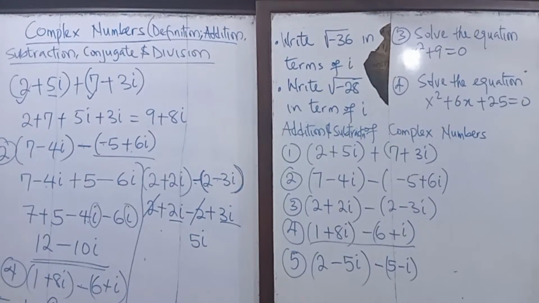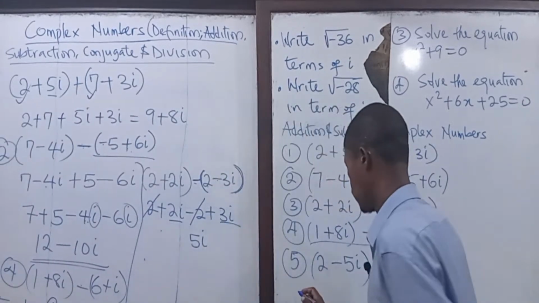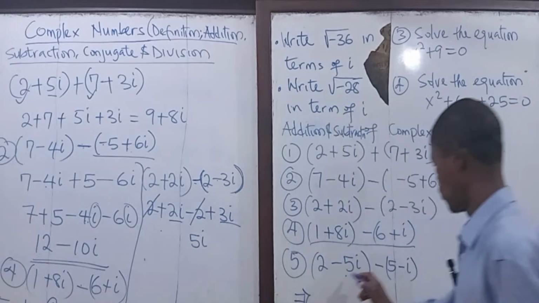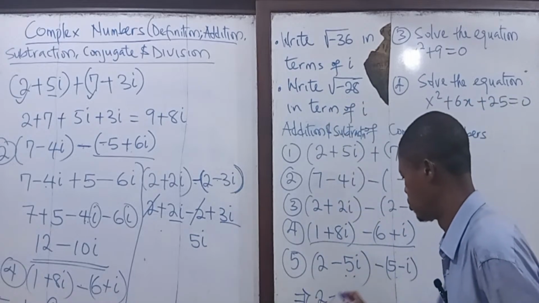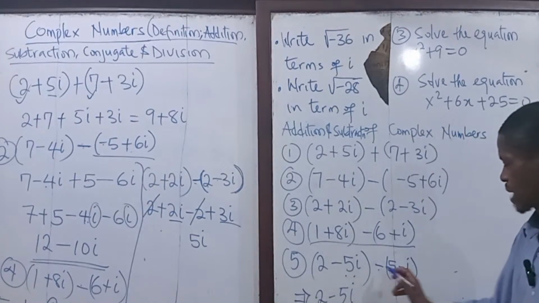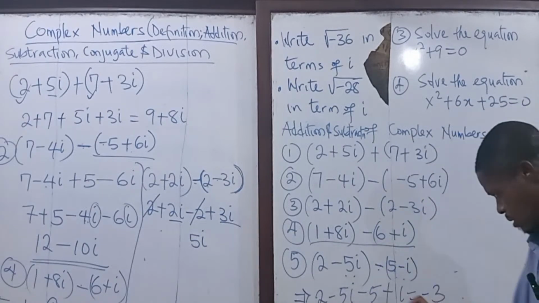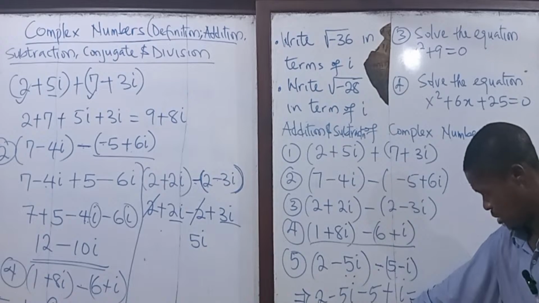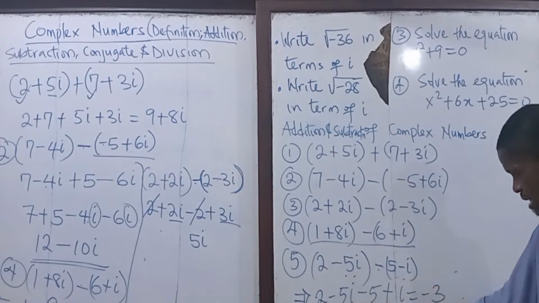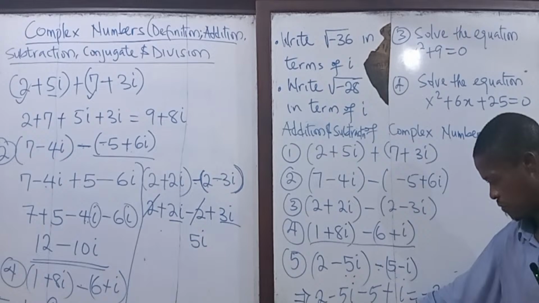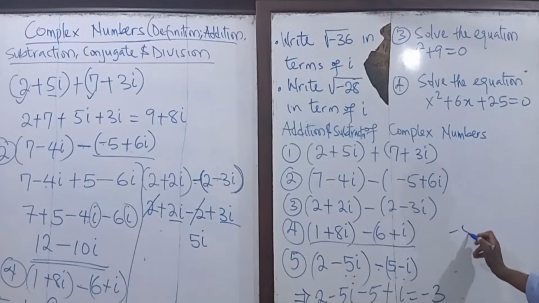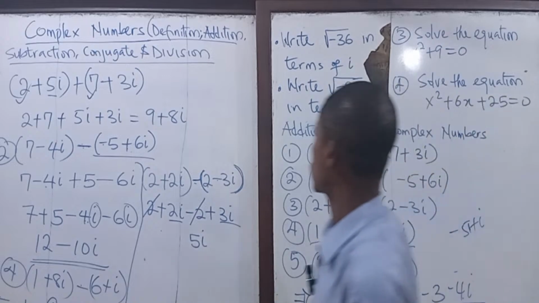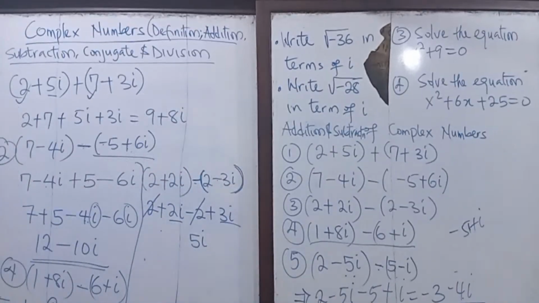And finally, the fifth one, the one we have there. Do the same thing also. Open the brackets. Then 5 times this one, that's minus 5, minus 5i plus i. So that will give you minus 4, minus 4i. So that's that on the addition and subtraction of complex numbers.